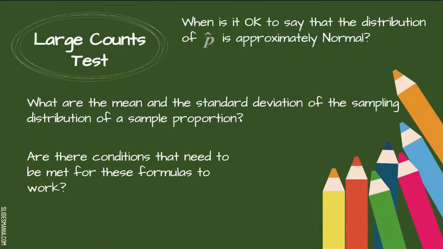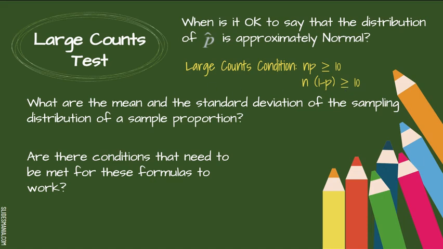All right, so let's talk more about that large counts test. When is it okay to say that the distribution of P hat is approximately normal? It is okay when it meets our large counts condition. If n times P is greater than or equal to 10, where n is how many samples we have and P is the proportion, and n times 1 minus P, which is our complement, is also greater than or equal to 10. So that's what we're going to look for.